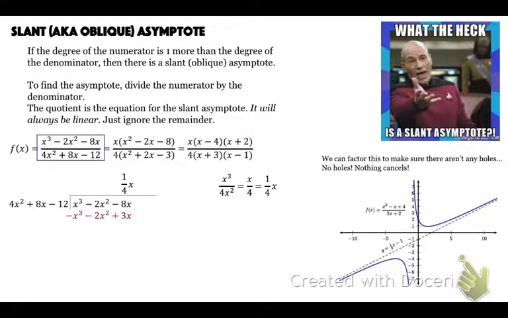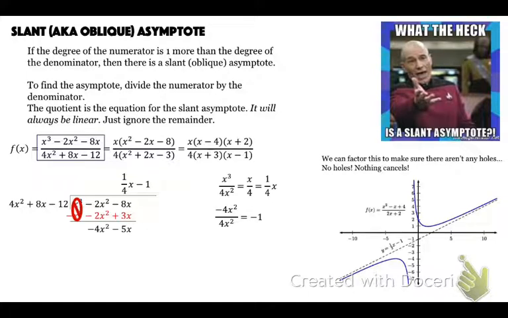Subtract, switch all those signs. Then that first one cancels. Negative 2x squared minus 2x squared is negative 4x squared. Negative 8x plus 3x is negative 5x. Then I'm going to divide again first with first. So negative 4x squared divided by 4x squared. That just completely cancels. I'm left with negative 1. So that's going to be minus 1.